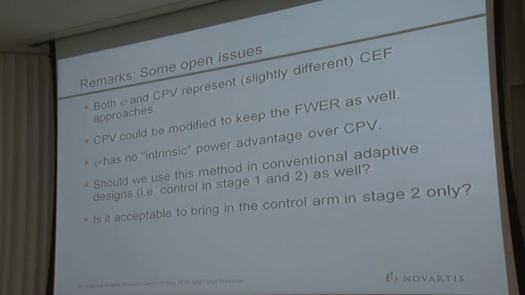The question is, should this method be considered in conventional adaptive designs as well? And the other is, of course, the big question, is it acceptable to bring in the control arm in stage 2 only in a clinical trial? That might be, I don't know, a challenge. You at least have to discuss it with the health authorities, I would say.